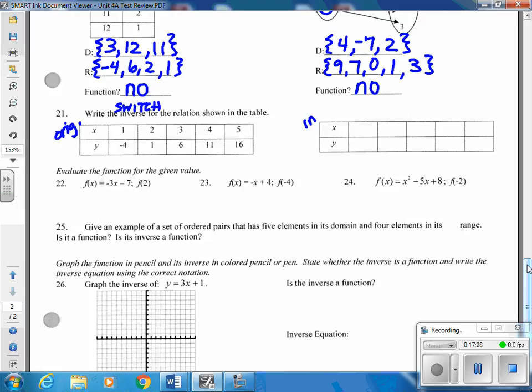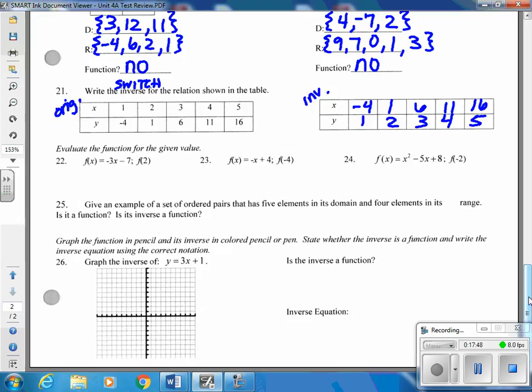So this is going to be my inverse table, and literally from the original 1, 2, 3, 4, 5 is going to go in the bottom, 1, 2, 3, 4, 5 for the Y values. And then the Y values in the original, -4, +1, 6, 11, and 16, are going to become your new X values because they switched places. And that's done. There's nothing else to do to that. So take advantage of those easy ones that you don't have to do too much with.